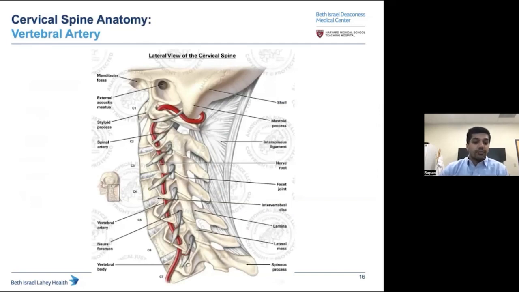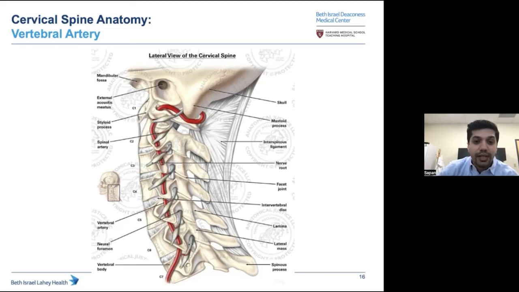So, the last thing I'll talk about as far as anatomy is concerned is the vertebral artery. Besides the nerves and the spinal cord that run through the spinal canal, the vertebral artery is a major vascular structure that's closely intimated with trauma in the cervical spine.